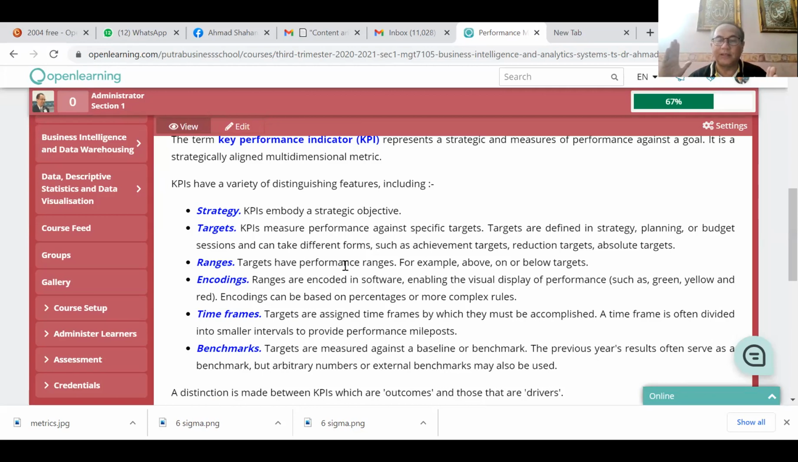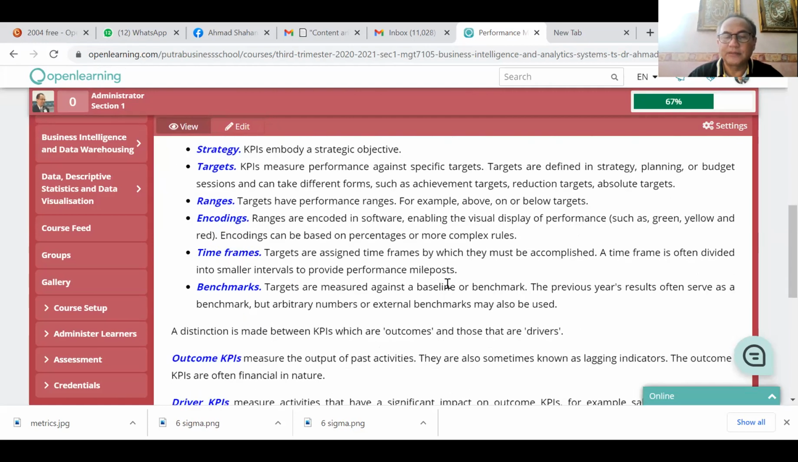This is above target, this is below target, and then you have encodings, for example colors like green, yellow, and red. There are some tools where you can see a red flag when there is underperformance. And then we have the time frame for accomplishment of a certain project, and then you have the benchmark or baseline. Normally, the previous year's result can become a benchmark.